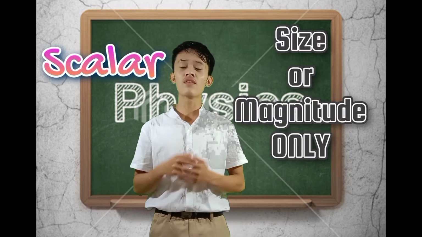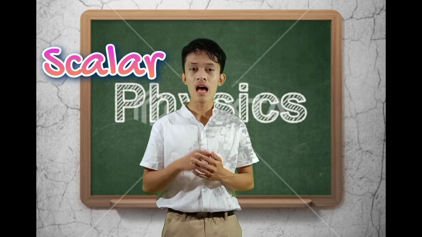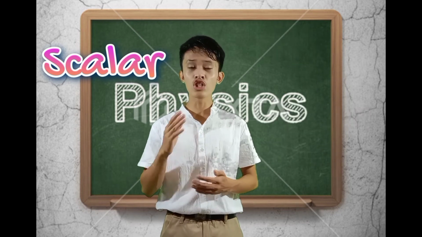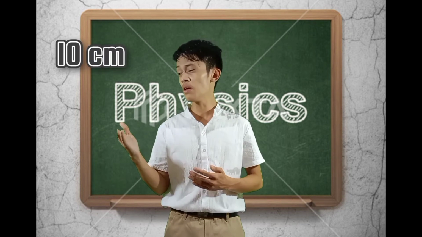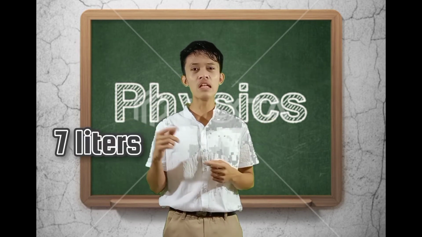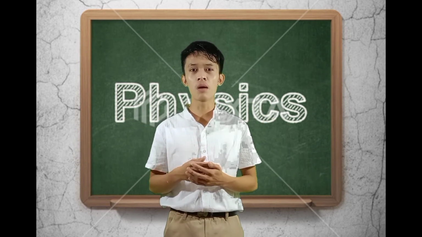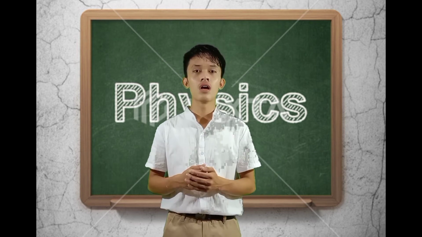So scalar quantities have a size or magnitude only and need no other information to specify them. 10 centimeters, 50 seconds, 7 liters, and 3 kilograms are some examples of scalar quantities.